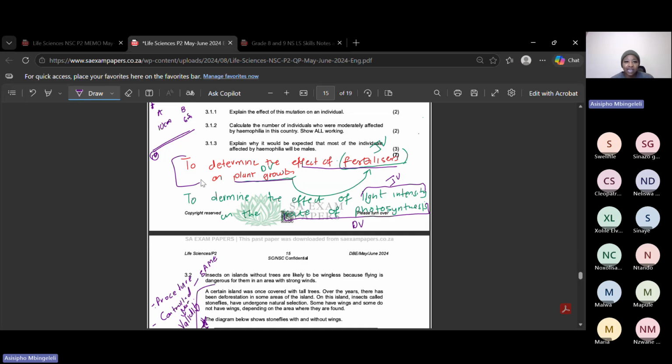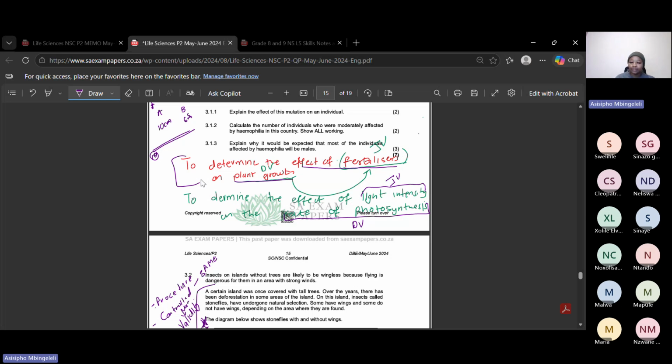We can see the fertilizers have had an effect because the plant that received fertilizers has managed to grow taller than the plant that did not. So fertilizers cause plant growth. That is your conclusion. You do not discuss anything in the conclusion. Our aim was to determine the effect of fertilizers on plant growth. Conclude, fertilizers cause a plant to grow, or fertilizers increase plant growth. Those two variables, independent and dependent, are mentioned. Do not say the fertilizers caused an effect on plant growth.